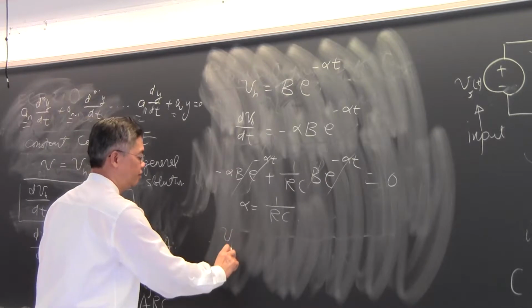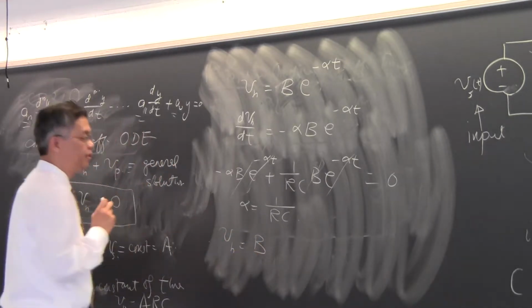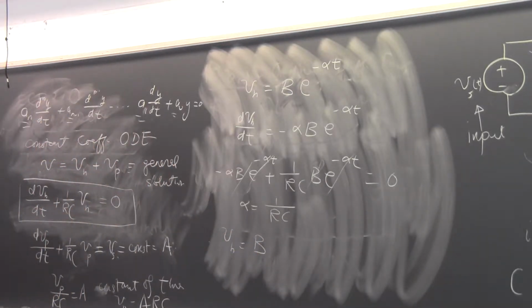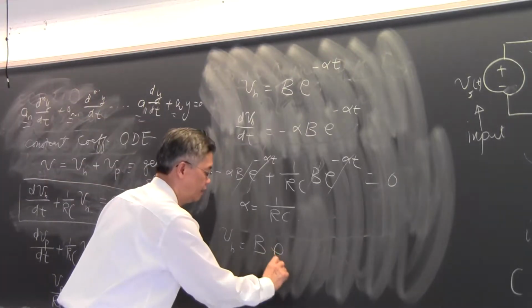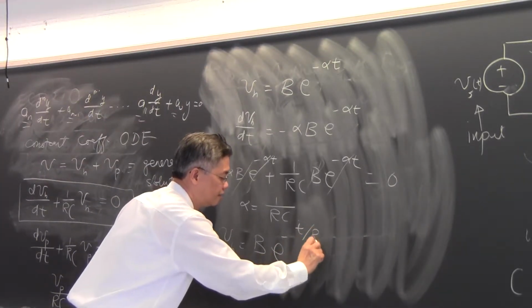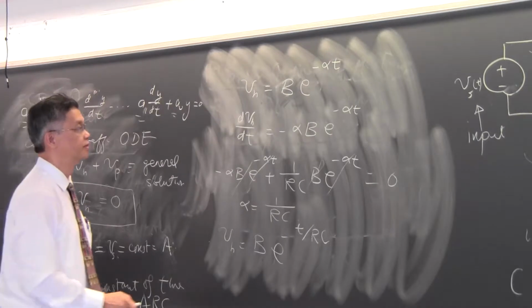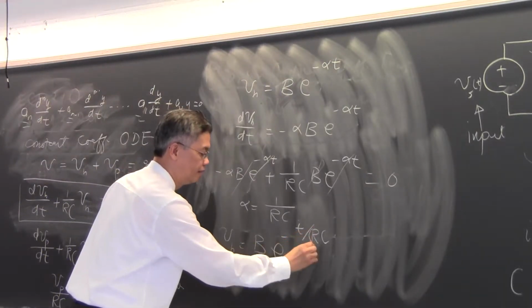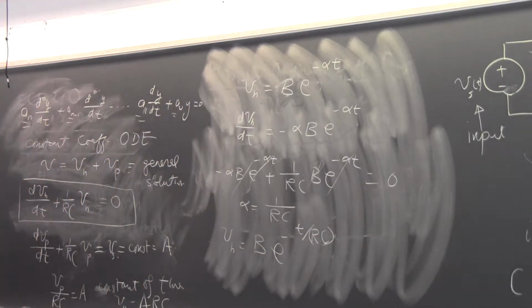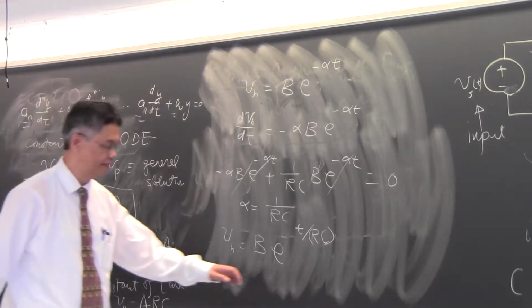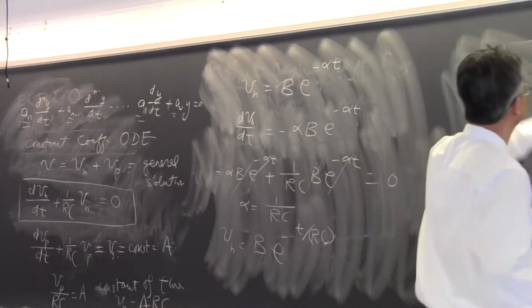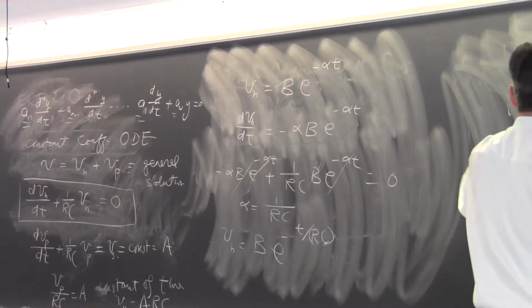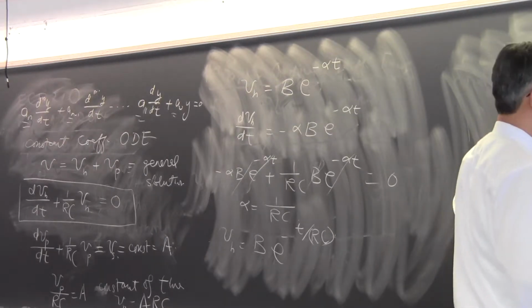So the homogeneous solution must be any constant b. It doesn't matter what b is, times e to the minus t over RC. Okay, the alpha is just 1 over RC. So the homogeneous solution is given to be that. And then now you combine the two solutions together to make the general solution to this problem.